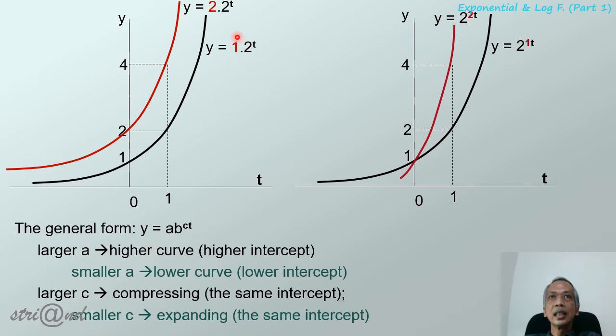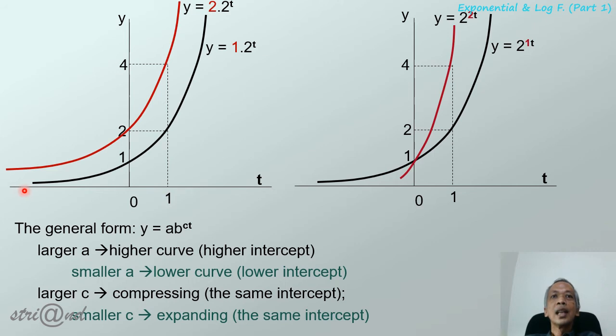Okay, and then when the a here is increased, so we have a larger a, the curve will be shifted up here. So this is the original curve. When the a is increased from 1 to 2 in this example, the new curve will be higher than the original one. So it is like shifted up here. And of course, when we have a smaller a, the curve will be shifted down. But remember, even if it is shifted down, the horizontal axis will still serve as the horizontal asymptote.